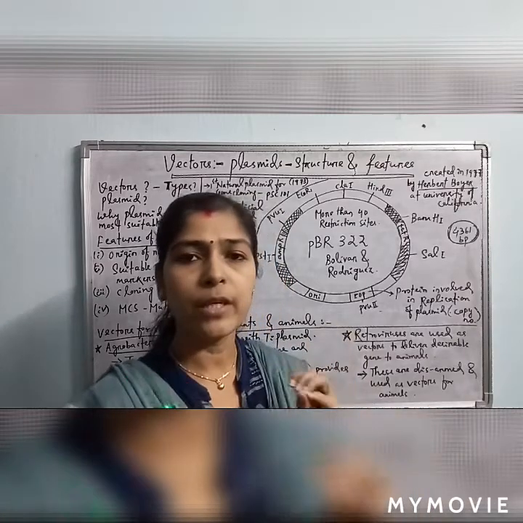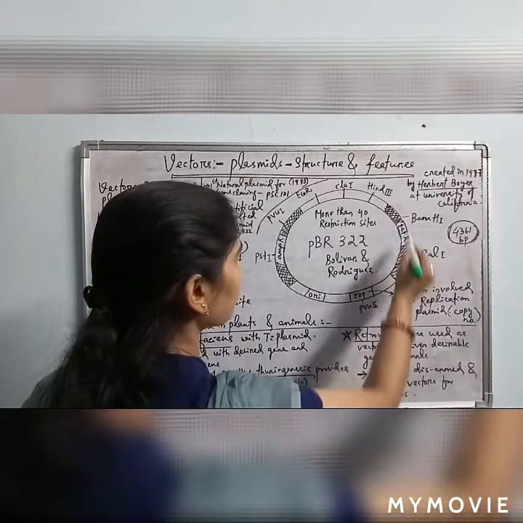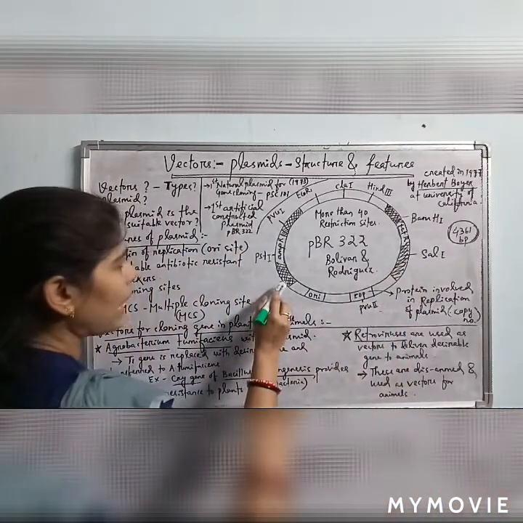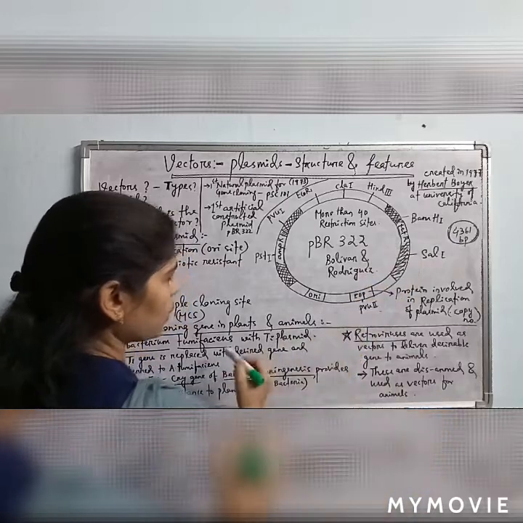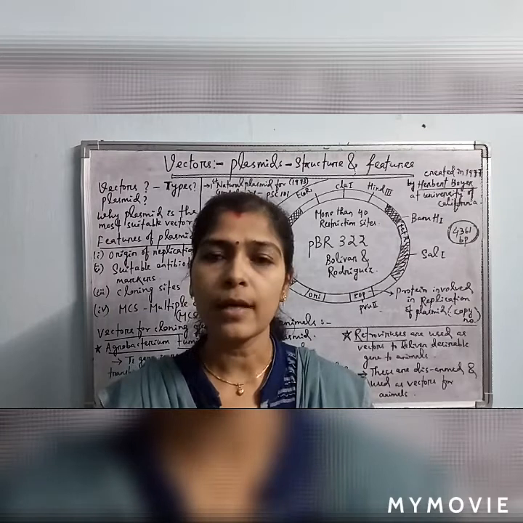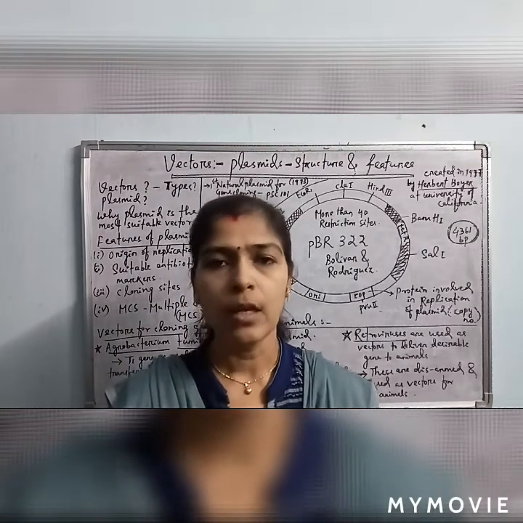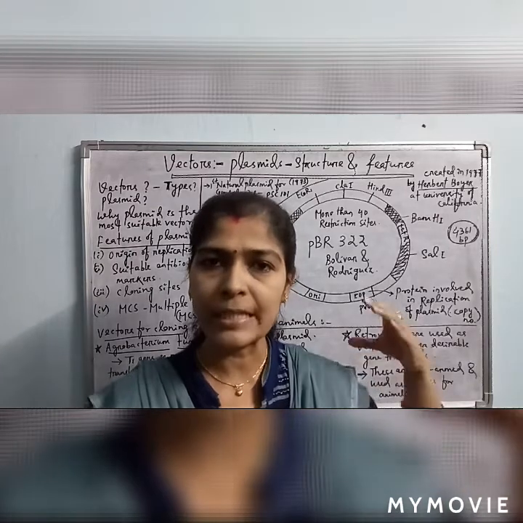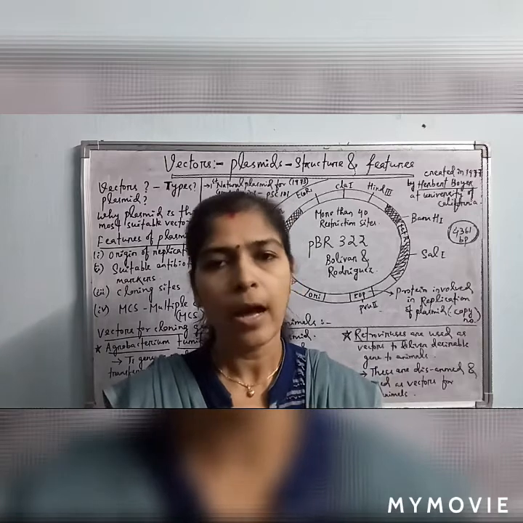Okay, this pBR322 plasmid has two different antibiotic resistance marker genes. One is the ampicillin resistance marker, another is the tetracycline resistance marker. Ampicillin, tetracycline, chloramphenicol, kanamycin, all these are antibiotic resistance marker genes present in plasmids, so that bacteria transformed with this type of plasmid will be resistant to those particular antibiotics.